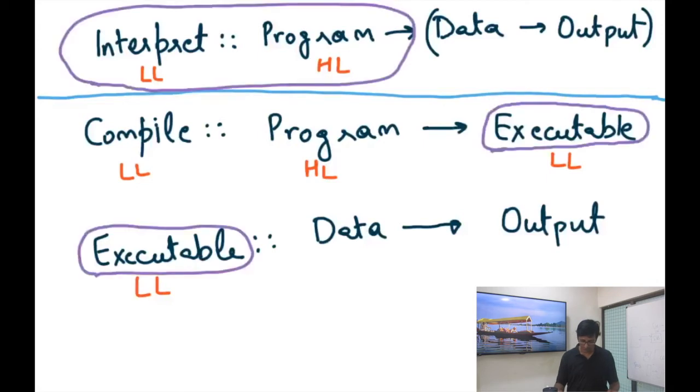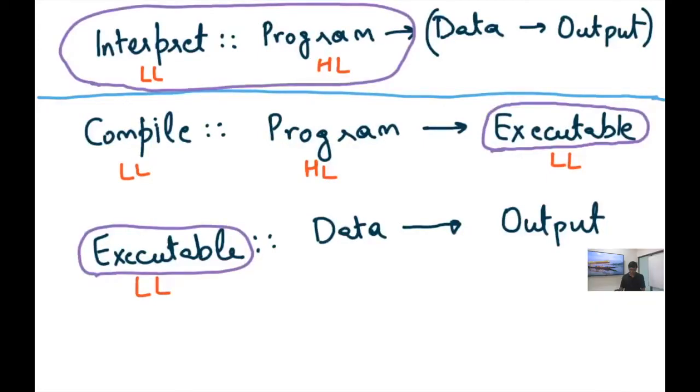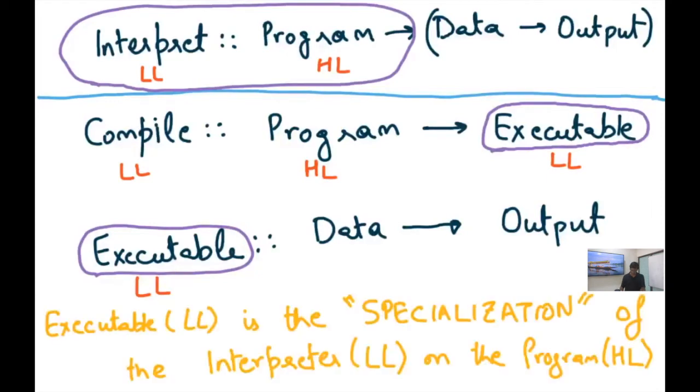All right. And we say that, look, when we apply interpret on the high level program, what we get actually is the executable, because both the return functions in the first case and in the second case are doing the same thing. They take data and return output. Another way to say this is that the executable is a specialization of the interpreter on the program.